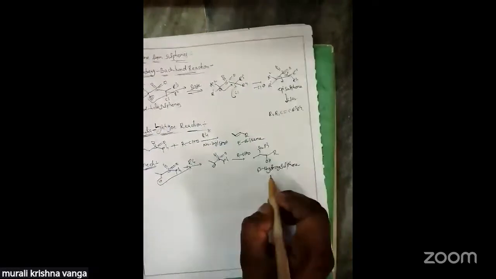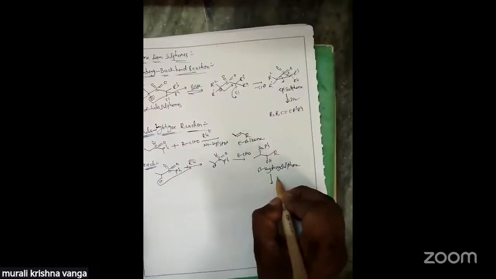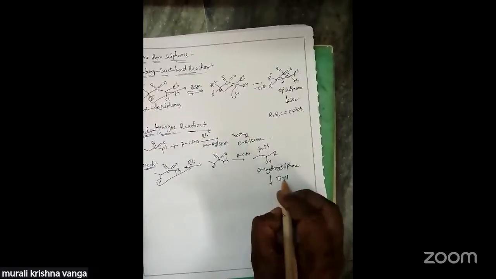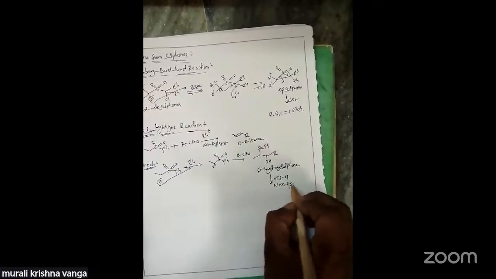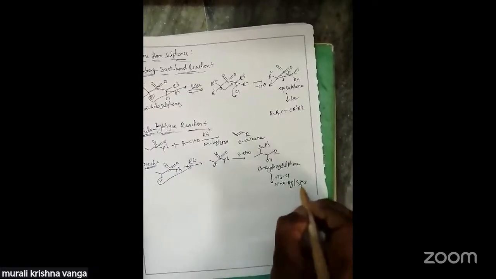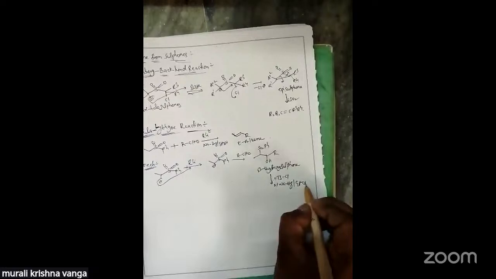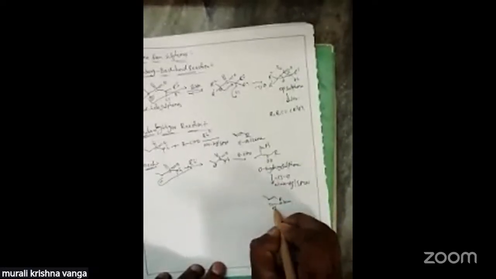When this beta hydroxy sulfone reacts with tosyl chloride, followed by sodium amalgam in ethanol, elimination of the beta hydroxy and sulfone groups takes place, and a trans alkene, the E alkene, is formed.